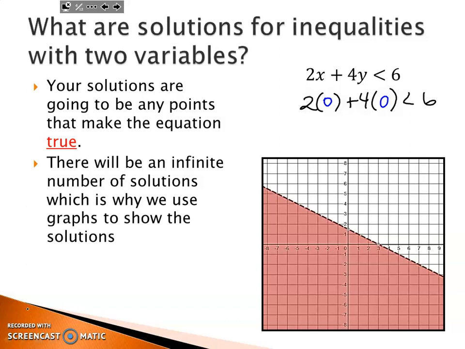So I'm looking at the point where x is 0 and y is 0, so the point 0, 0. Well, 0, 0 would be right here on the graph, right? So it's going to be a solution if it makes this statement true. So 2 times 0 is 0, plus 4 times 0 is 0, and I get 0 less than 6. And that's true. So since it's true, that is a solution.